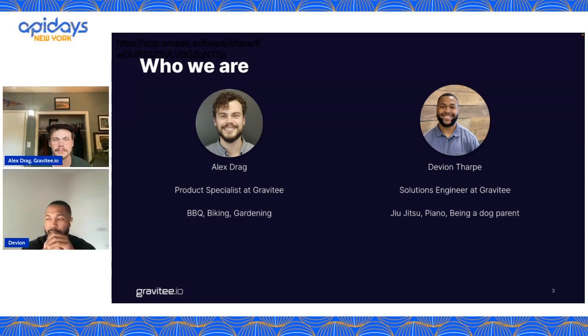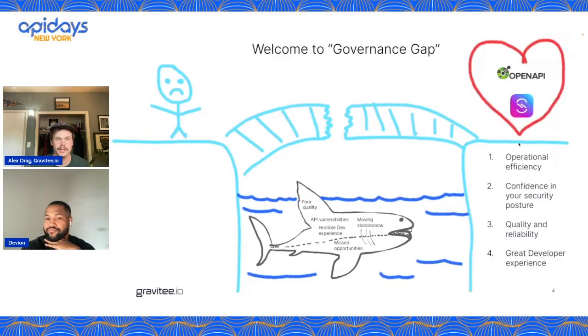Again, my name is Devin. I'm a solution engineer here at Gravitee, and I take care of most of our product administrations, proof of concepts, and implementation. And anytime I'm not working at Gravitee, I'll be doing jujitsu, playing piano, or trying to be the best dog parent I can. Back over to you, Alex. Awesome. Thanks, Devin. Great. So we will go ahead and progress in the slides here.